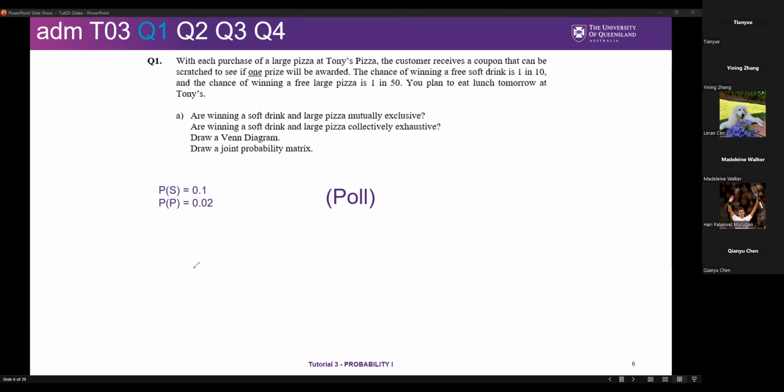And look at that. So, are winning a soft drink and a large pizza mutually exclusive? Yes. Why is that? Because it's saying here only one prize will be awarded. So you can't win both at the same time in the same visit. But are they collectively exhaustive? In fact, no. There is a chance of not winning anything, right?